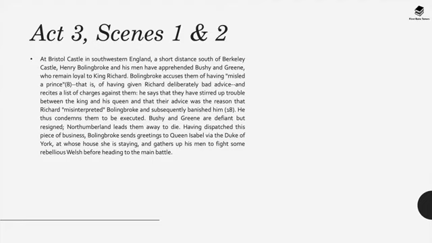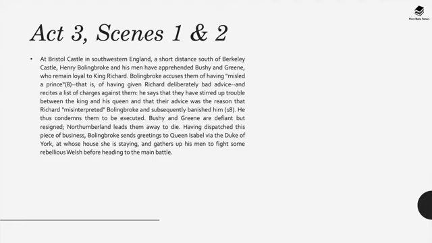He says that they have stirred up trouble between the king and his queen, and that their advice was the reason that Richard misinterpreted Bolingbroke and subsequently banished him. He thus condemns them to be executed. Bushy and Greeny are defiant but resigned.